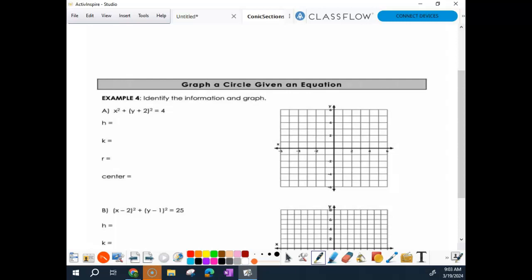Okay, so this time I'm going to graph the circle. And I'm just going to tell you I'm bad at drawing now, okay? So just be nice. Be nice.